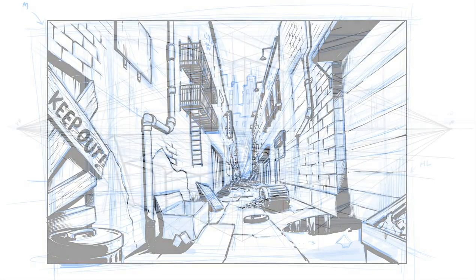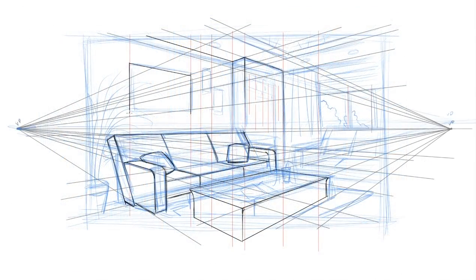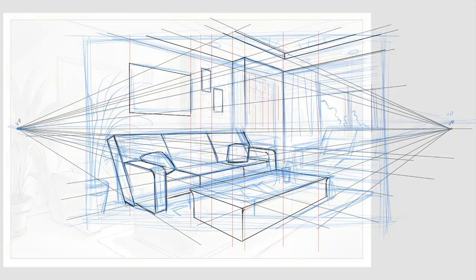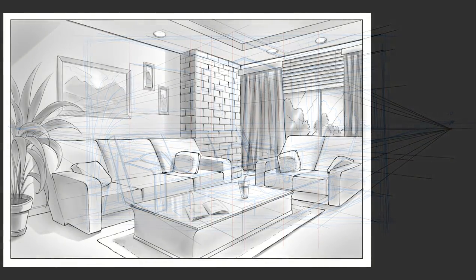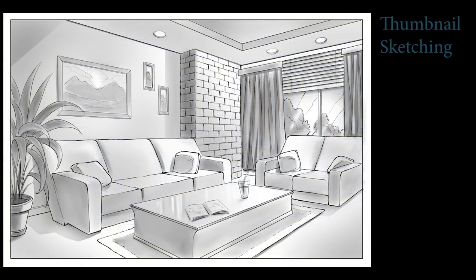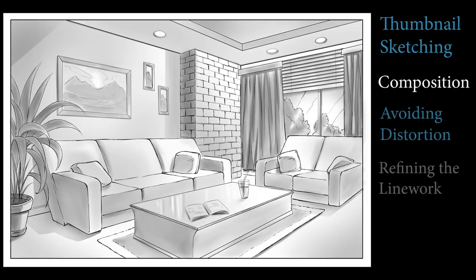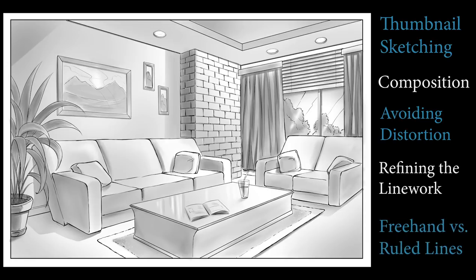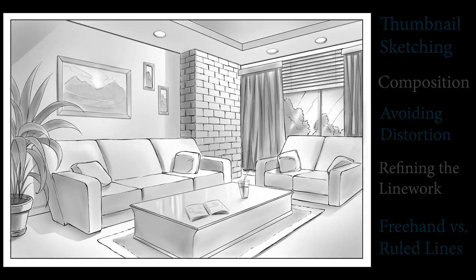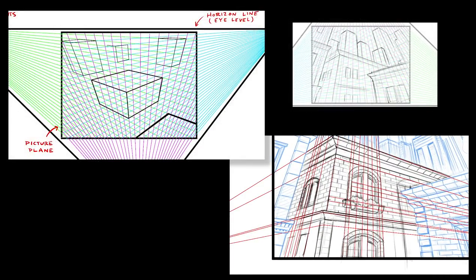You'll learn how to construct your scenes with 1, 2, and 3-point perspective that will make the drawing process much easier and give you the professional end result you're looking for. You'll also learn about thumbnail sketching, composition, avoiding distortion, sketching and refining the line work, freehand versus rulered lines within the work, and much more. This course is packed full of lessons that will take you from questioning how to draw detailed backgrounds to confidently using your imagination to create them.